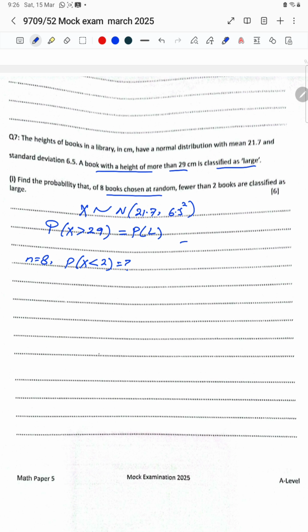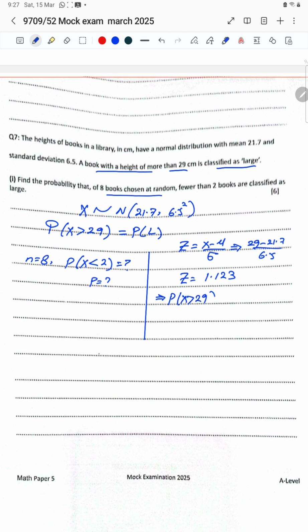As X is normally distributed, we standardize the variable: X minus mu over sigma. Let's see what comes to p here. We'll substitute 29 minus 21.7 over 6.5, we will calculate it and we will get 1.123. Therefore probability of X greater than 29 is supposed to be large. Oh, sorry, my pen broke. Okay, the probability of X greater than 29 changes to z.